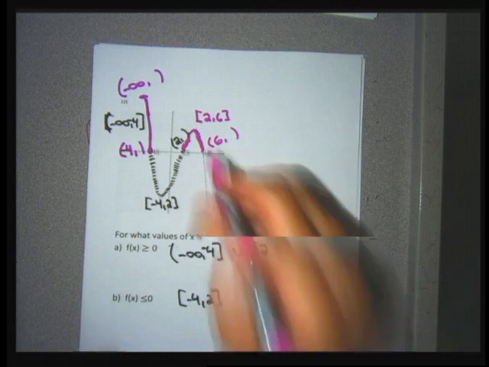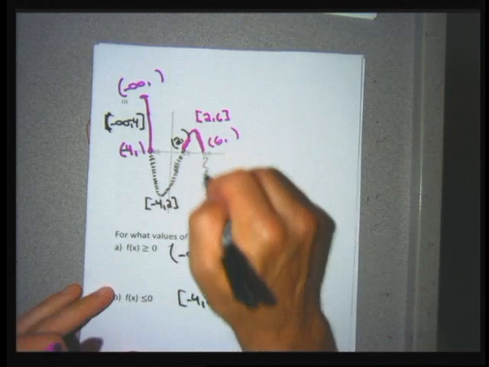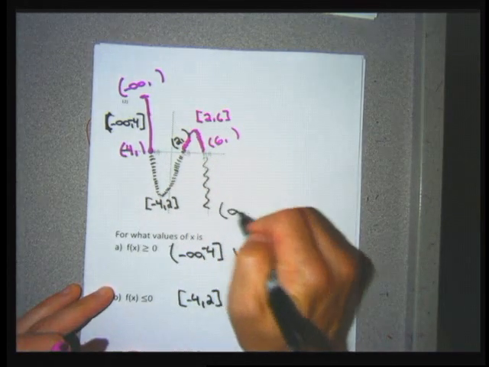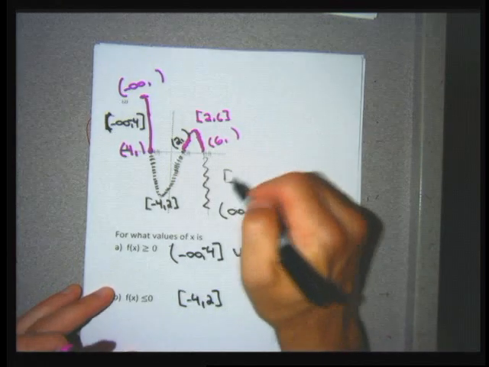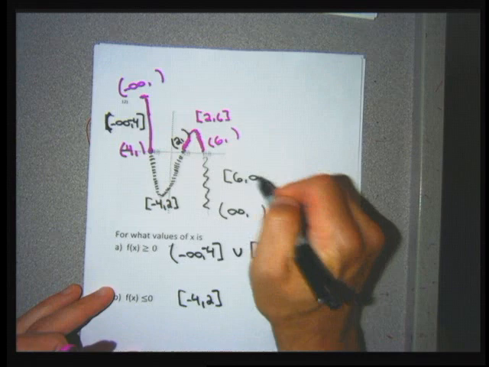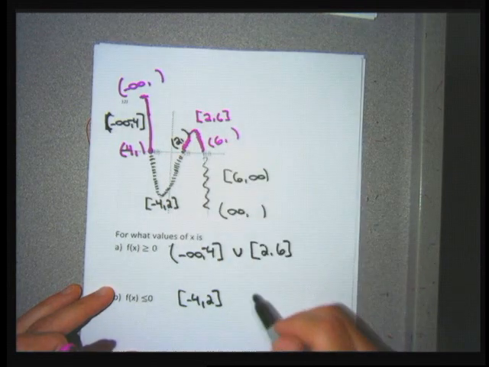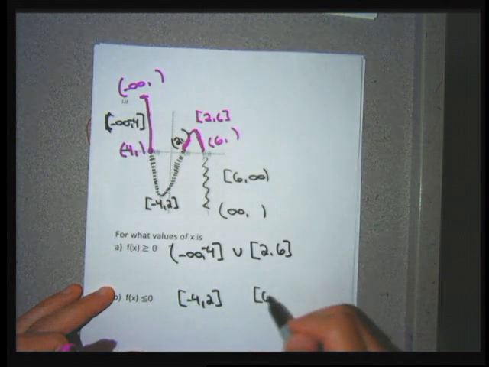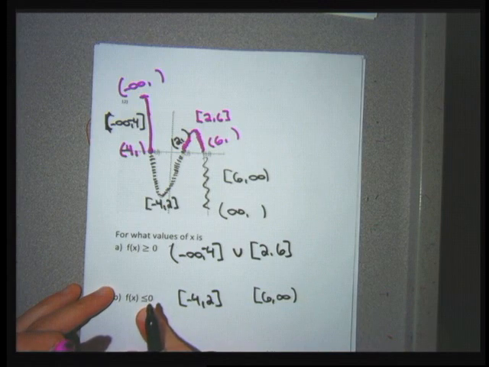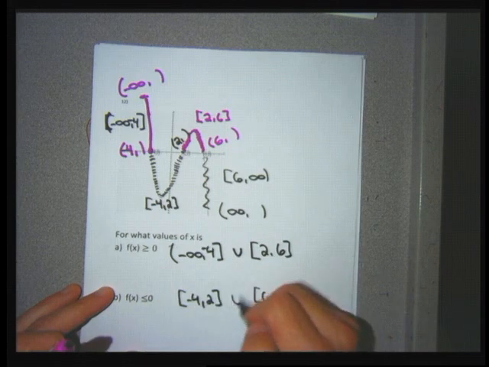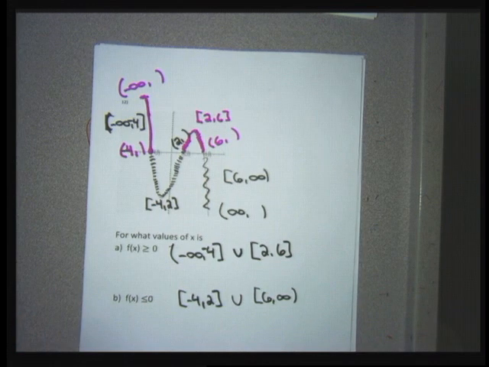And then I need to extend the graph. This extends to +infinity, -infinity. And this last region is going to be from 6 to +infinity. This last region is below the x-axis, so this region from 6 to +infinity goes in part B, where the graph has negative y's, or f of x is less than or equal to 0. So I put a union symbol between because I have 2 regions.